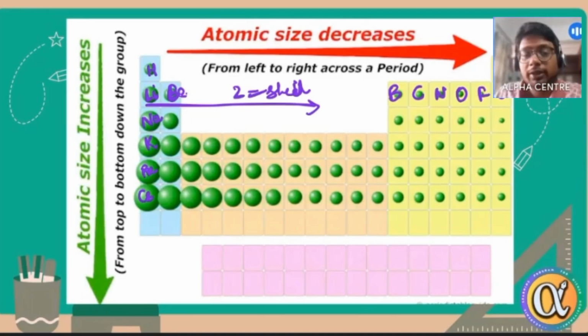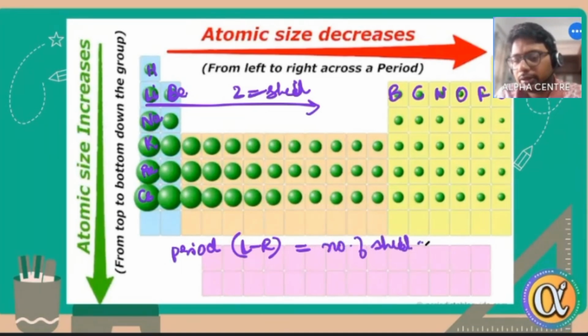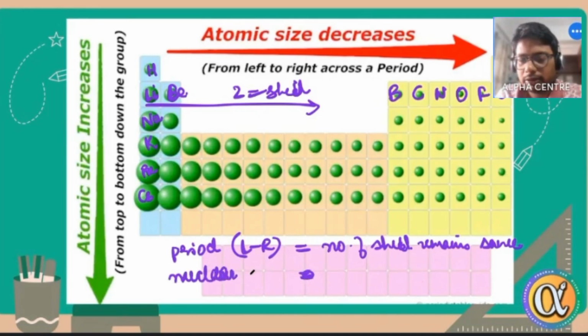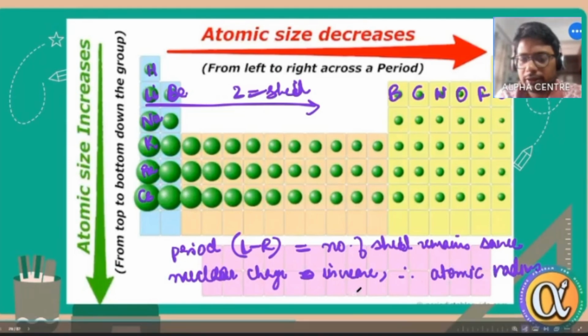So if they ask why in a given period atomic size decreases, you need to say that in a period from left to right, the number of shells remains the same, while nuclear charge increases. Therefore, atomic radius decreases.